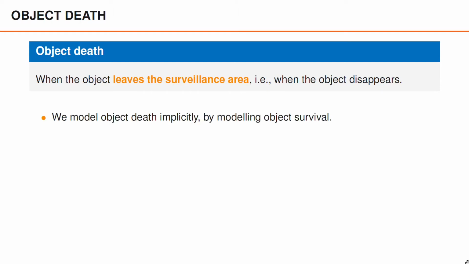Now actually, we do not model object death explicitly. Instead, it is modeled implicitly by modeling object survival. And object survival is when an object that appeared in some previous time step remains in the surveillance area. In other words, survival means that the object does not disappear.